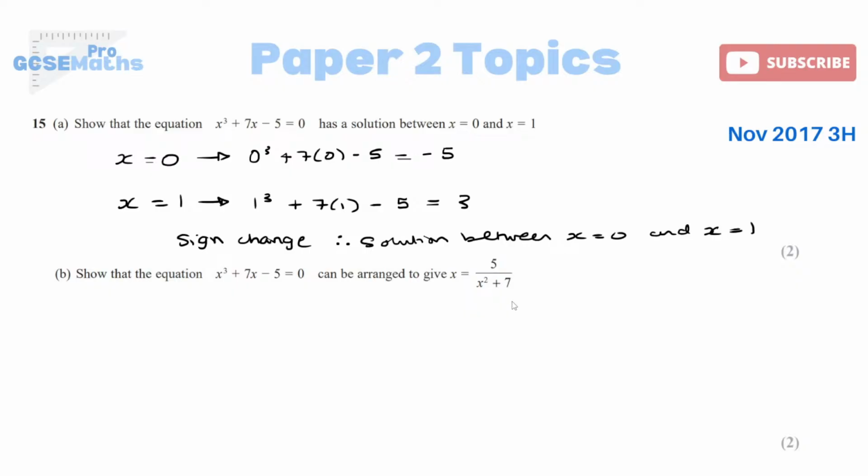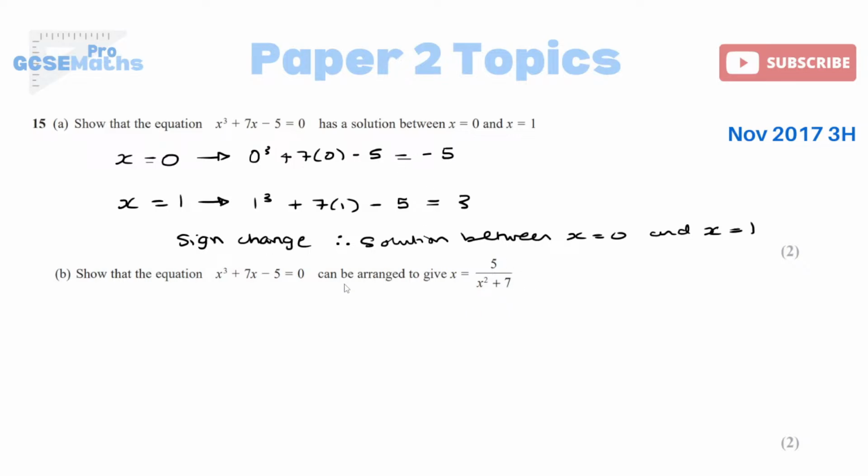Part B is then show that the equation x cubed plus 7x minus 5 equals 0 can be arranged to give x is equal to 5 over x squared plus 7. So again, 2 marks. You just have to look at both of them and go, right, how have they gone from A to B?